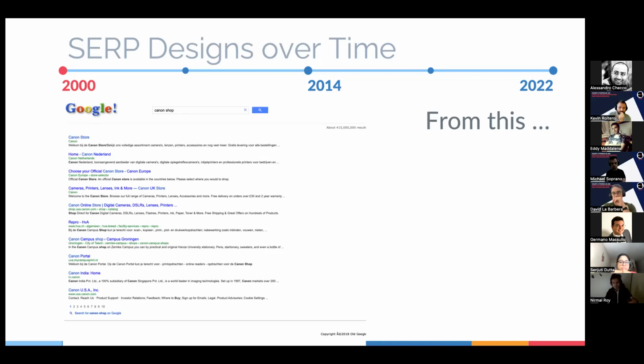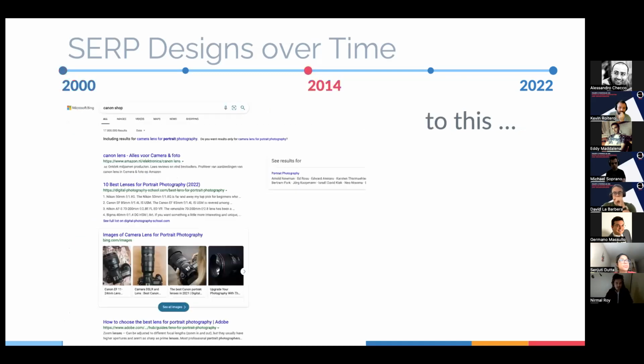Going forward, let's say 4 or 5 years in time, we would see something like this in 2014, where the search engine results page shows more heterogeneous content. For example, here we see some photos of cameras now. We see some other additional stuff like what we can query extra. So there is more heterogeneous content on the search engine results page.